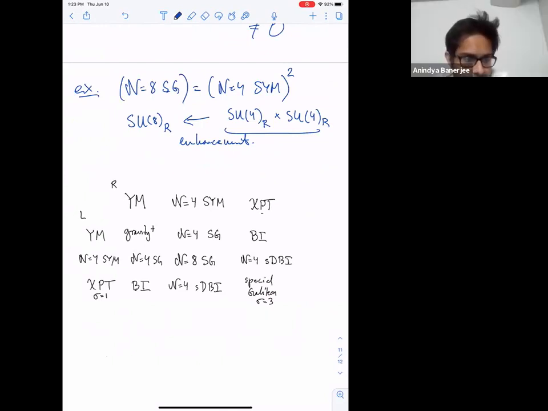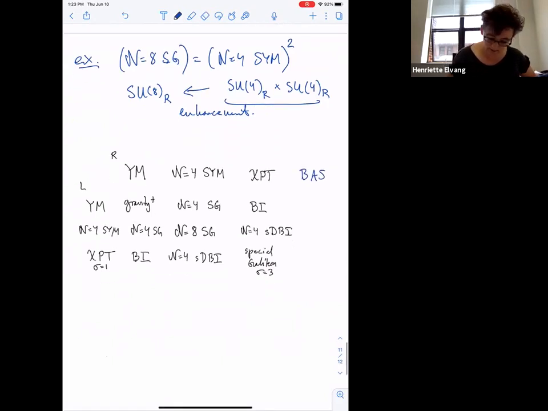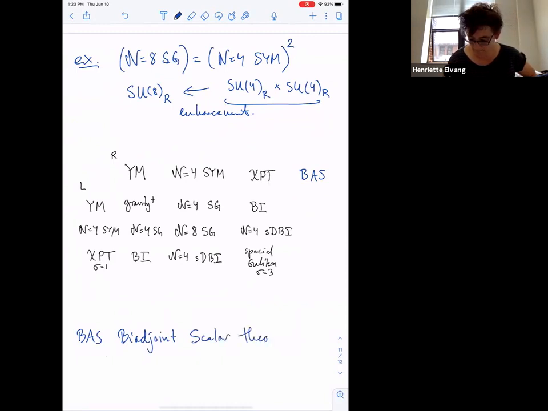Great. So there's another theory that I'll denote by BAS, and BAS stands for bi-adjoint scalar theory. That A should maybe have been big, so we can see that it's bi-adjoint. So BAS is bi-adjoint scalar theory. Now that also obeys the KK and BCJ relations, and I can put it into the double copy.